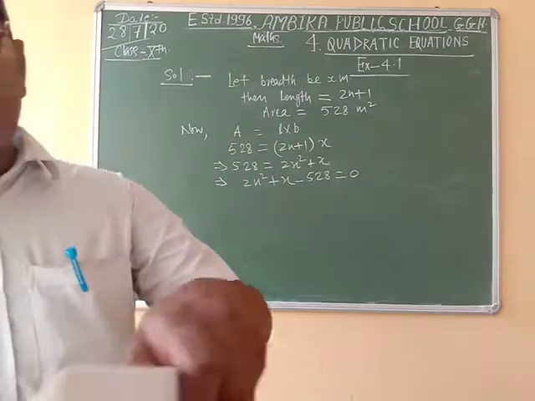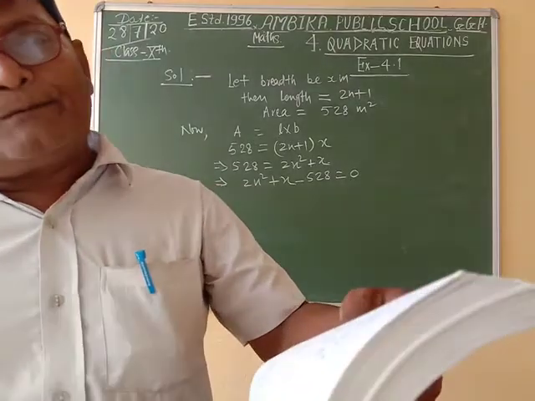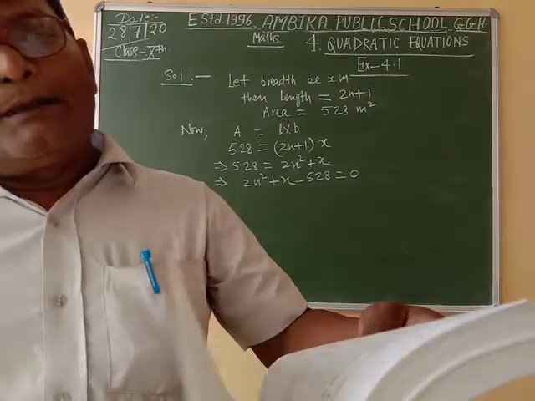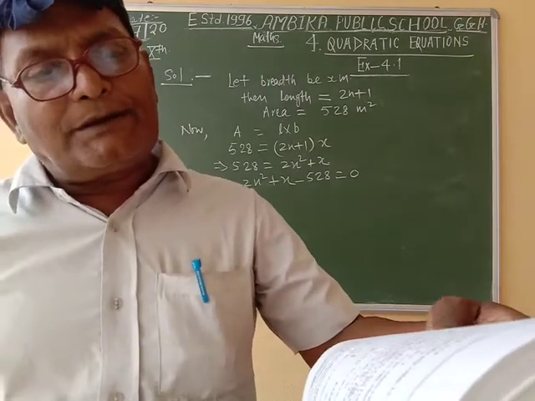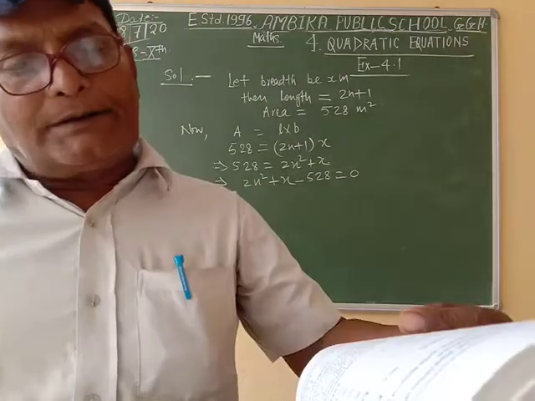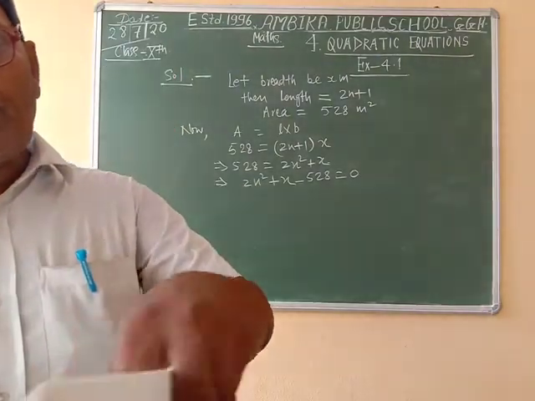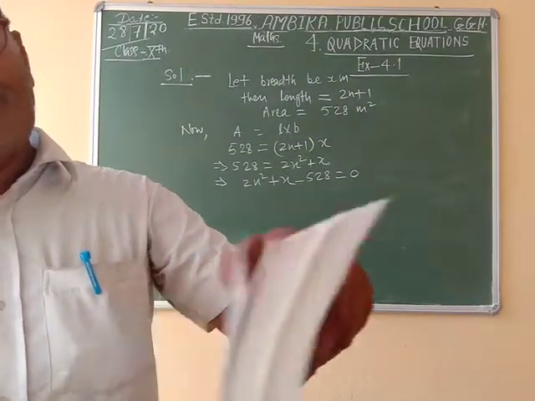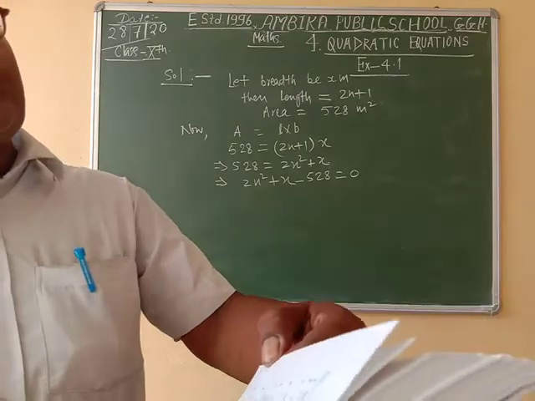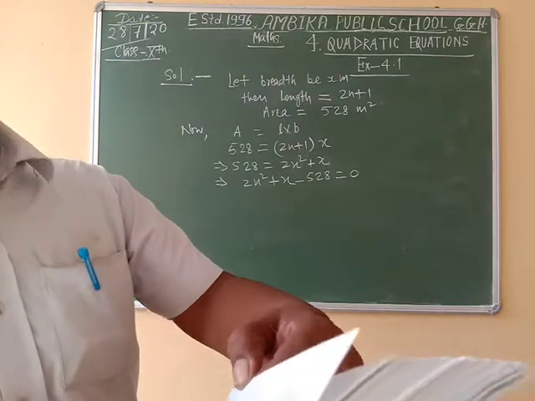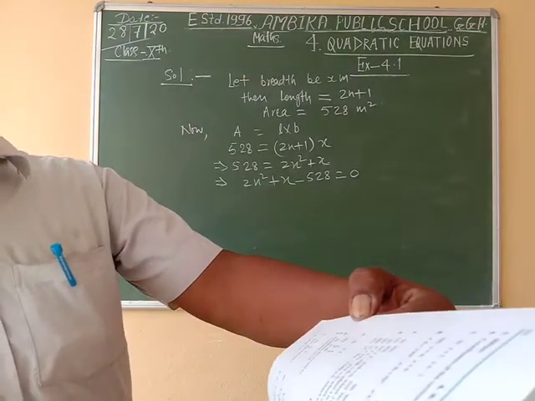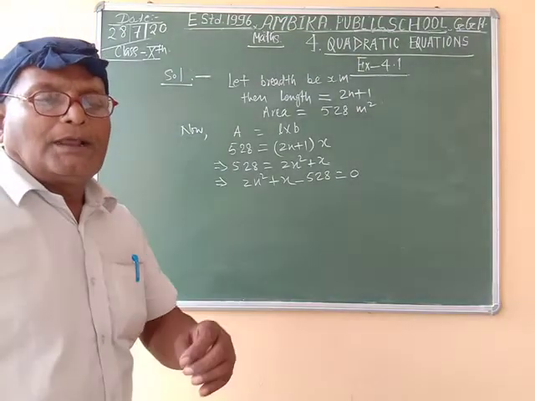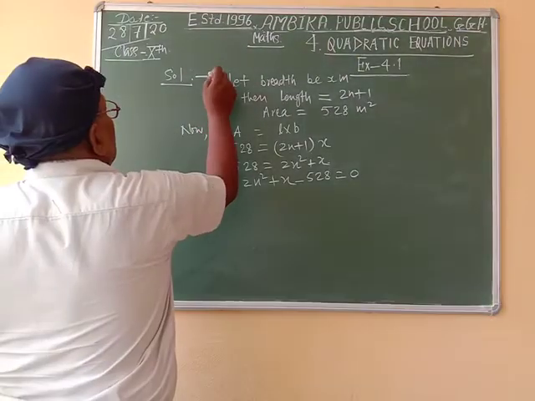This represents a quadratic equation, and we have to find the situations given in question 2. 2x square plus x minus 528 is equal to 0, where x is breadth of the plot.